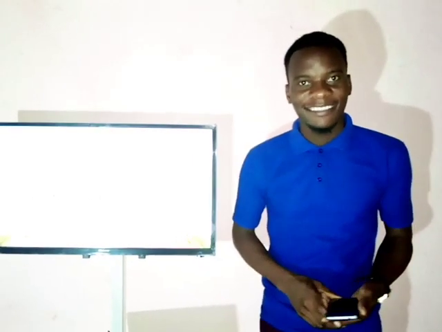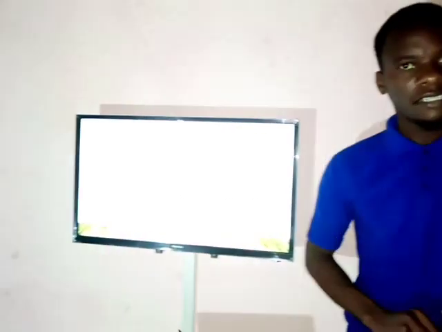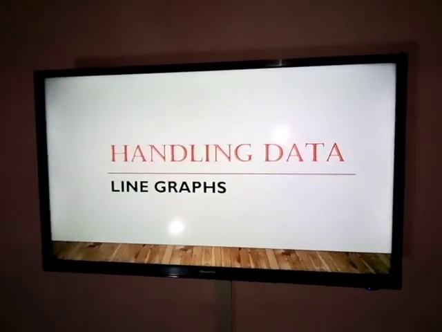Hello everyone. Today in our mathematics lesson we are going to be looking at how we can handle data. Last time we talked about how you can represent data, how you can collect data, as well as how you can handle it. We talked about bar graph, we talked about pictogram. Today I want to introduce to you another way how you can represent data. This is what we are calling line graph.